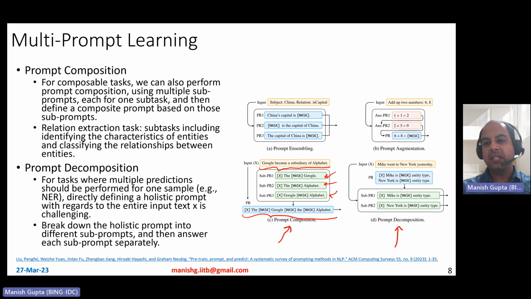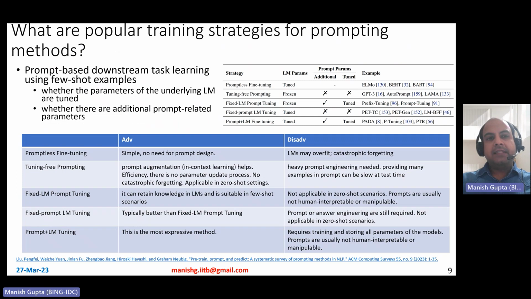In some cases, prompt decomposition helps. For example, if I want to get an NER task done here, "Mike went to New York yesterday," asking the model to come up with the entity types in the same prompt may not be very accurate. So breaking down the holistic prompt into different subprompts may be a good idea, and then answer each subprompt separately. So maybe we can ask in one go, hey, here is the input: "Mike went to New York yesterday, and Mike is [mask] entity type." So tell me what entity type. And then in another subprompt, we can ask for New York's entity type. Okay.